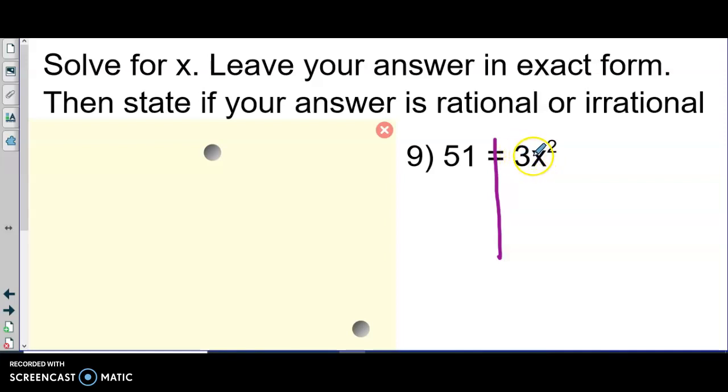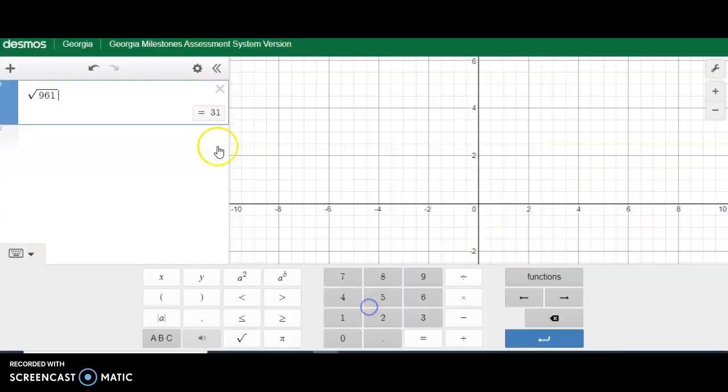This says 3 times x squared. So we're going to get rid of the 3 first. Since we are multiplying by 3, the inverse operation or opposite is to divide by 3. And whatever you do to one side, you have to do to the other. 3 divided by 3 is 1, so we can cancel that out, bring down our x squared. And then 51 divided by 3, we can do that in our calculator. That's 17.